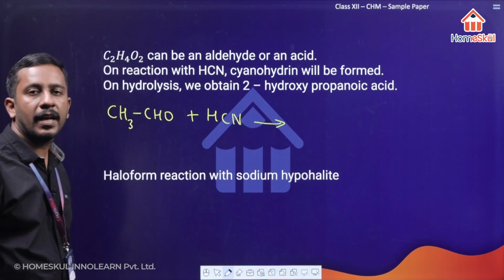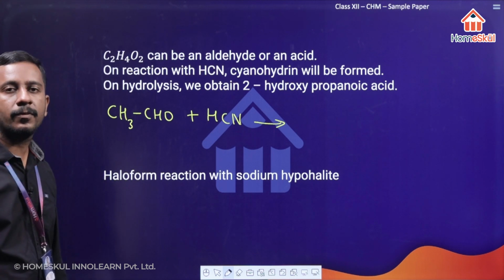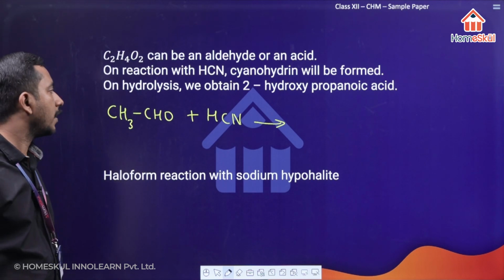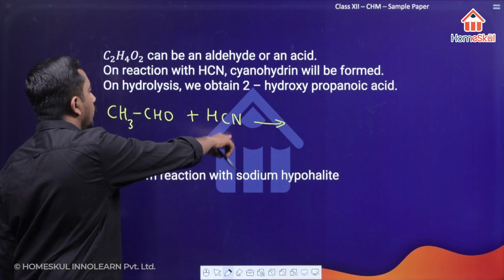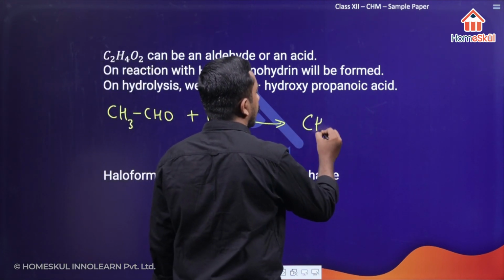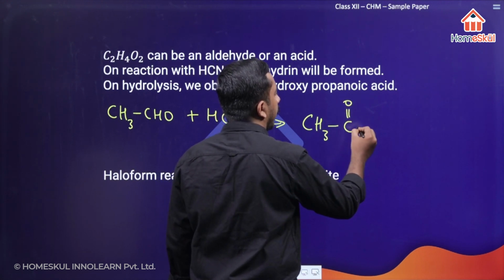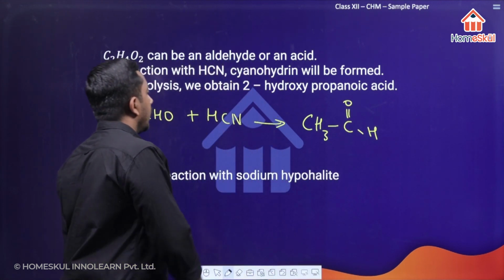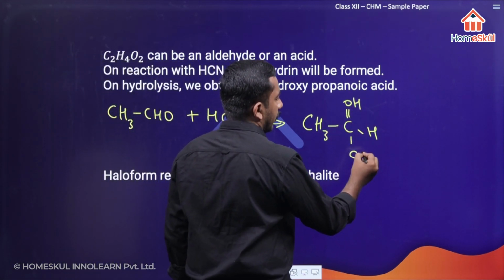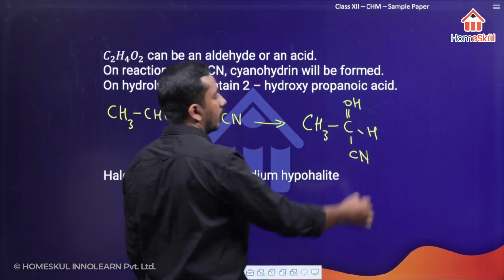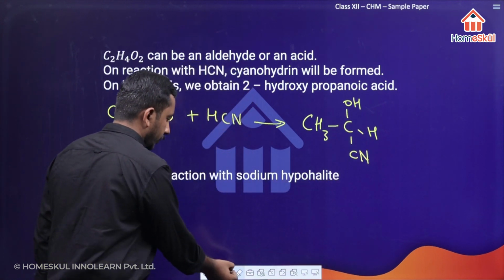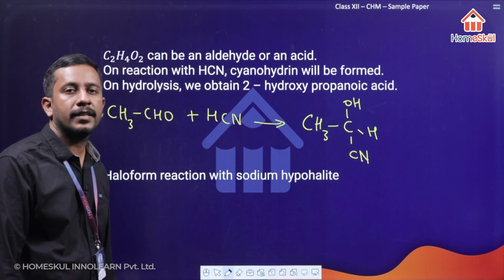On reaction with hydrogen cyanide, a cyanohydrin will be formed, which is a very important intermediate, highly useful in the synthesis of other compounds. This HCN is going to get added across the carbonyl bond. So CH3 C double bond O is going to get converted: the H plus is going to get attached to the oxygen, so this will become OH, and the CN minus will be attached to the carbonyl carbon, which is positively charged, and the double bond will be lost. So that is the corresponding cyanohydrin that will be formed.